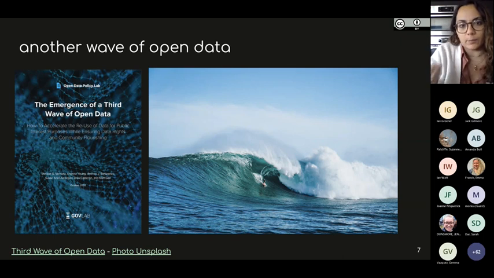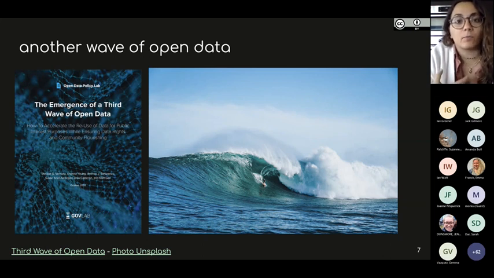What I would like to do in the next couple of slides is really to go through these three different waves that this report talks about, and that somehow we can really see both in academic research around data sharing, but also in data from public institutes and governmental bodies.